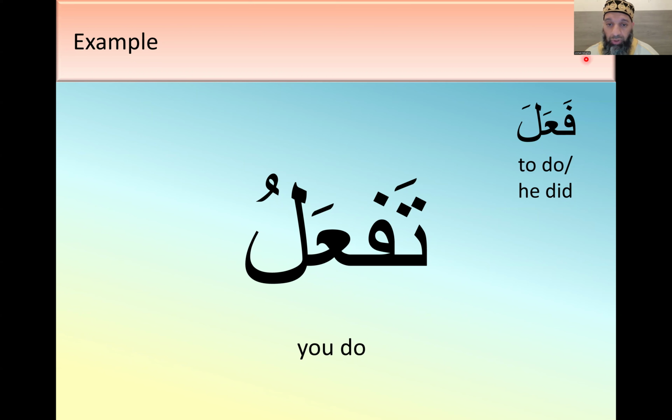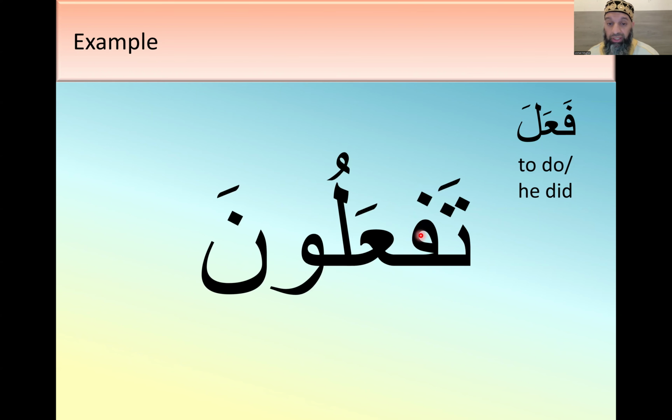Okay, so let's continue. Taf'alu means you do. The ta means second person, you do. So what does taf'aluna mean? Excellent. You all do. Simple. You just put the una on and it makes it plural. Taf'aluna, you all do. I found that about 6 times in the Quran exactly as that word.